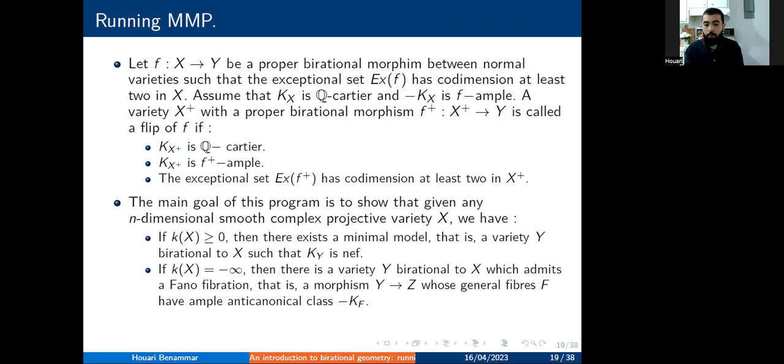So the main goal of this program is to show that given any n-dimensional smooth complex projective variety X, if the Kodaira dimension is positive, then there exists a minimal model. That is a variety Y birational to X, such that the canonical divisor is nef. And if the Kodaira dimension is minus infinity, we want to have a variety Y birational to X which admits a Fano fibration. So this is as in the surface case.